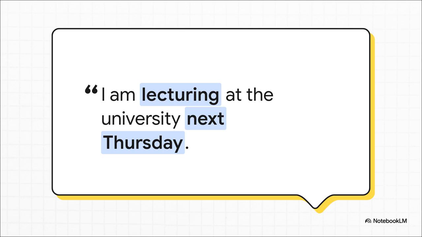And finally, this one's a little different. We can use it to talk about the future, but here's the key. It's for confirmed plans. When the time and place are already locked in, you can use the present continuous. I am lecturing next Thursday just feels so much more definite, more arranged than saying I will lecture.